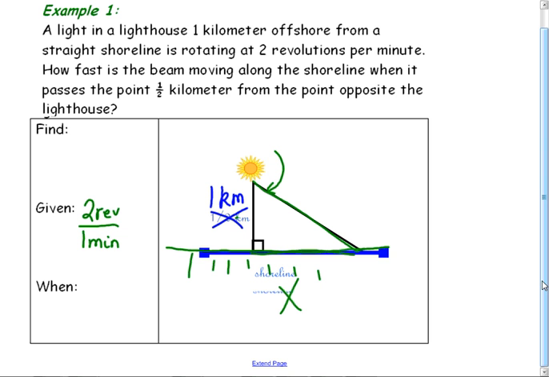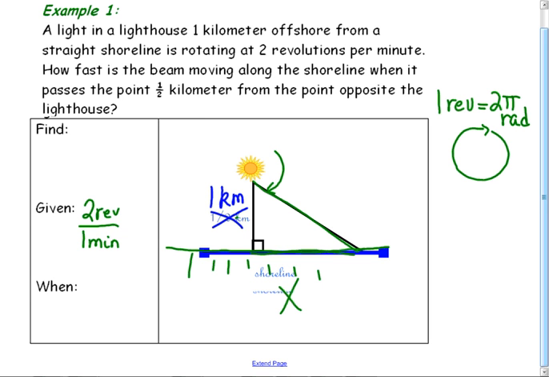What are you going to do with the revolutions per minute? Yeah, we have to change it. Okay, I got the 1/2. Okay. We have to change the 2 revolutions. 1 revolution equals how many radians? 1 revolution goes around a full circle. How many radians is that? 2 pi radians. So I want to change this.